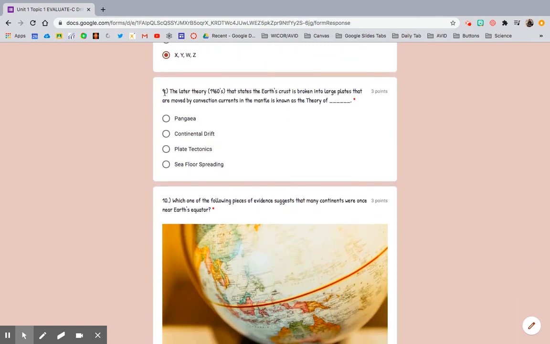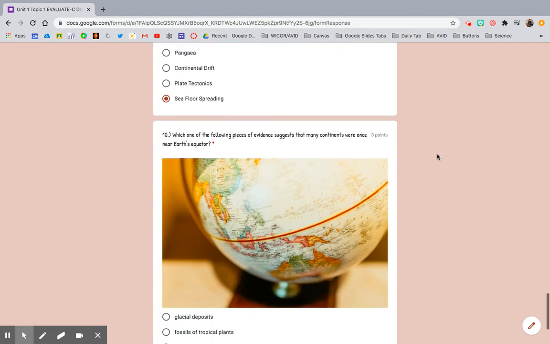Okay, number 9. The later theory in the 1960s that states that Earth's crust is broken into large plates that are moved by convection currents in the mantle is known as the theory of Pangea, theory of continental drift, theory of plate tectonics, or theory of seafloor spreading? So it's the later theory in the 1960s, and it explains pretty much why continental drift happened.